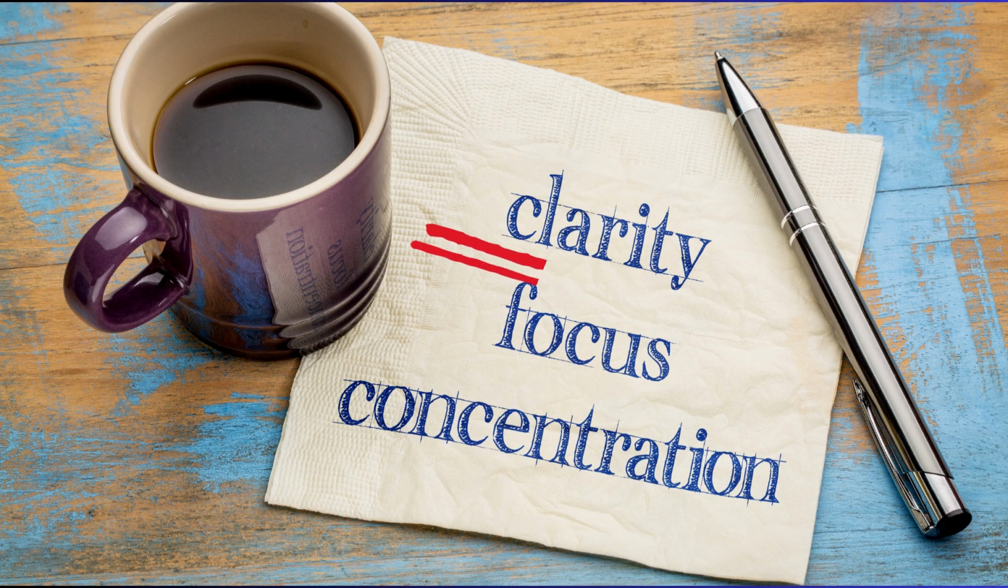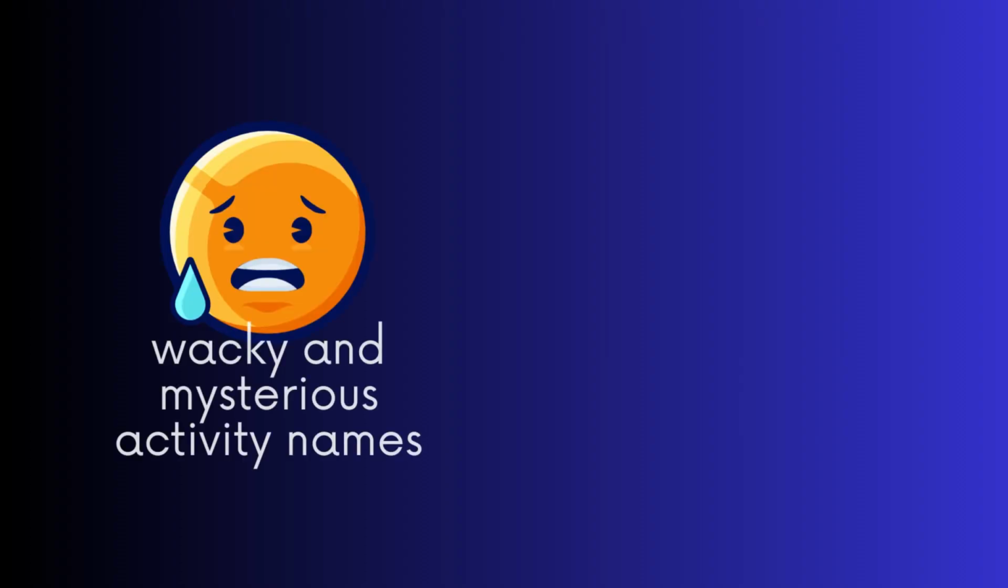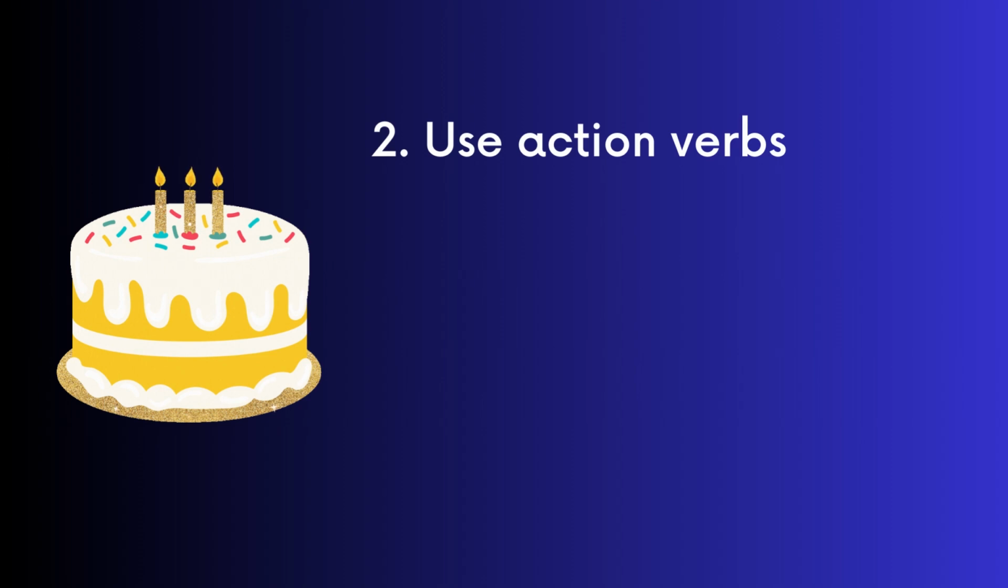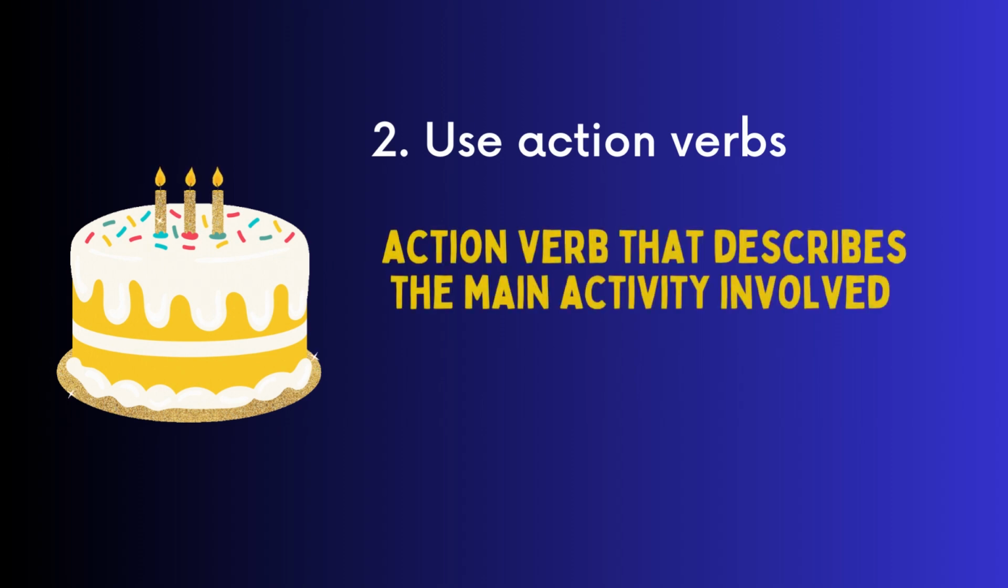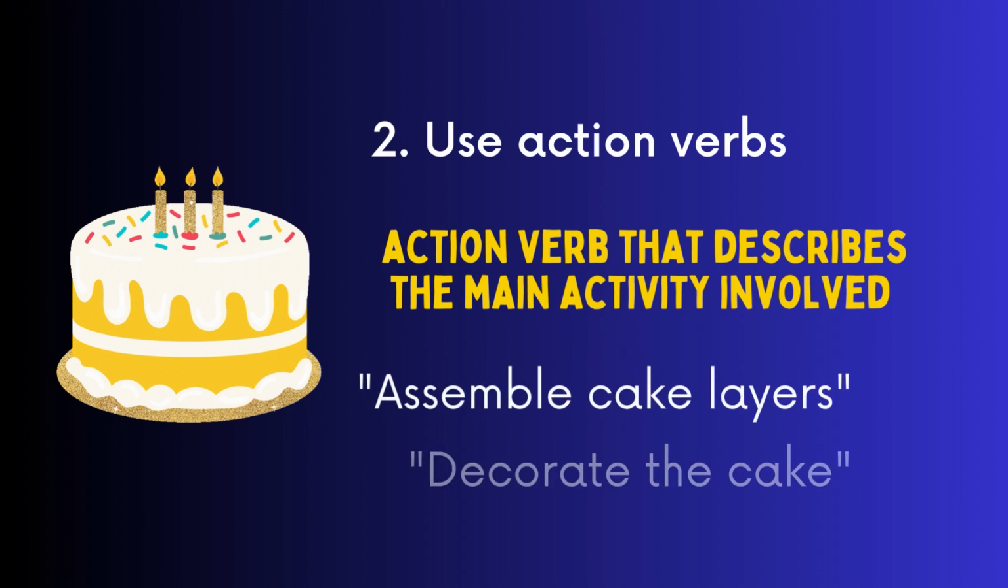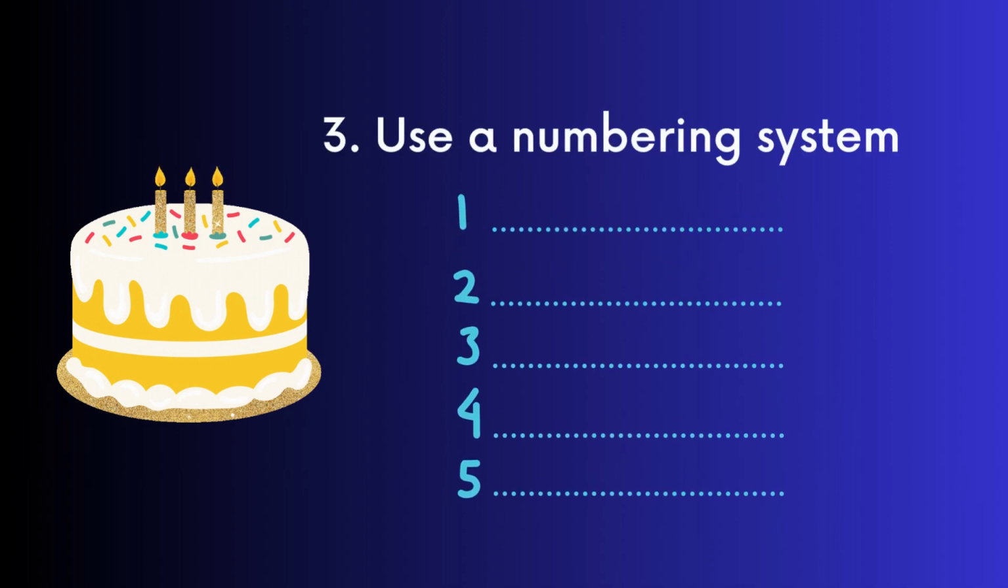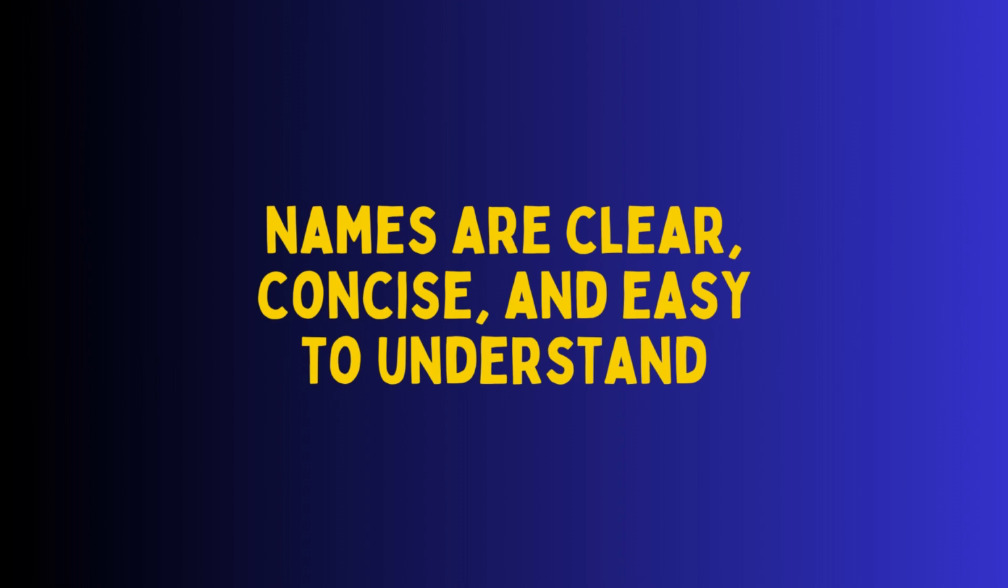Remember, clarity is key, and the more descriptive the name, the smoother your project journey will be. So let's leave those wacky and mysterious activity names in the oven and stick to the tried and true method of straightforward descriptions. 2. Use action verbs. Begin the name with an action verb that describes the main activity involved in the task. For example, assemble cake layers or decorate the cake. 3. Use a numbering system. If you have a large number of activities, you might consider using a numbering system to keep them organized. Overall, the key is to choose names that are clear, concise, and easy to understand.